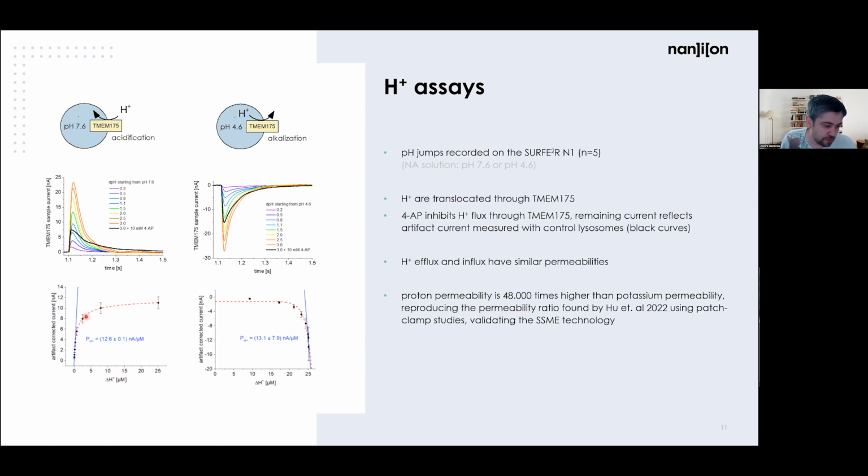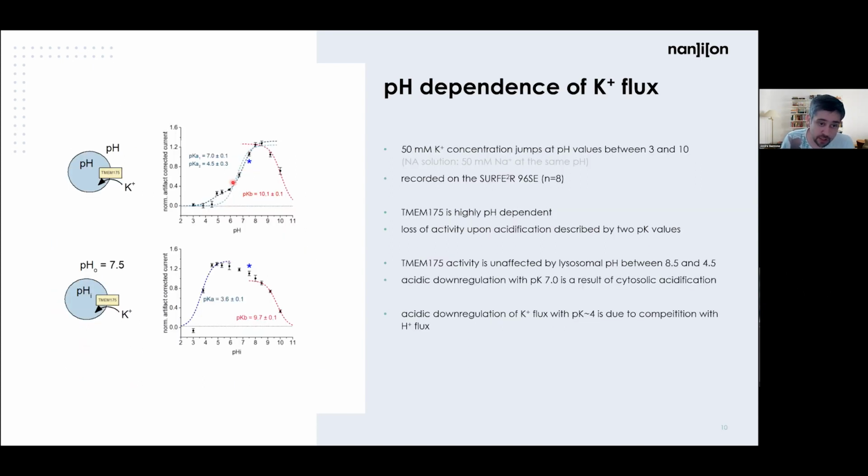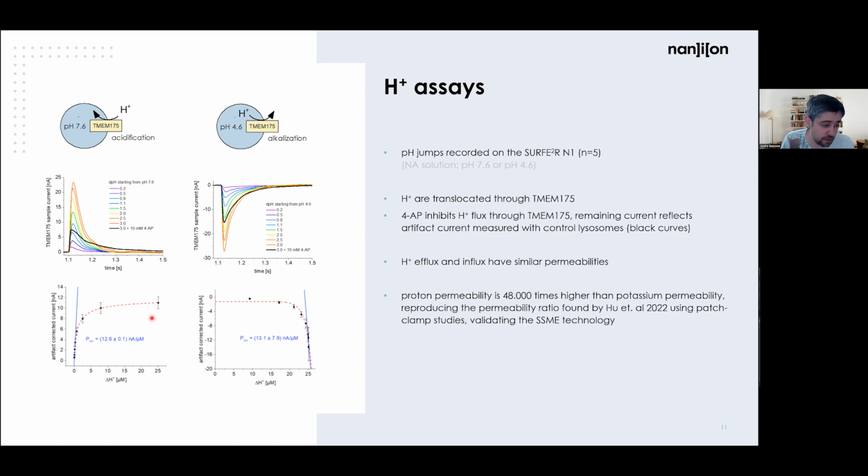Here you can think of why this is not linearly increasing at higher proton concentration jumps. And the answer is that you actually see downregulation at acidic pH values. So if you acidify much more beyond neutral conditions, then you see that downregulation effect, and you actually don't see a linear increase. So we just used the first few data points to derive the permeability.